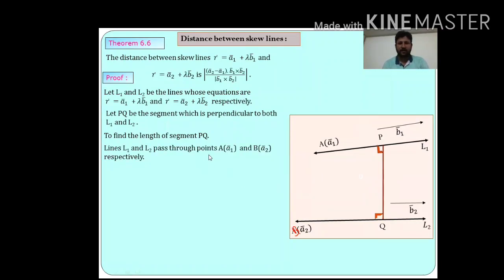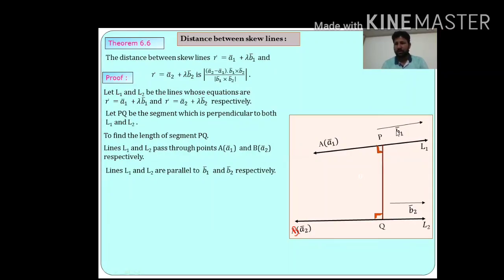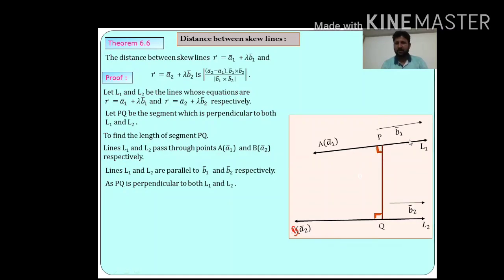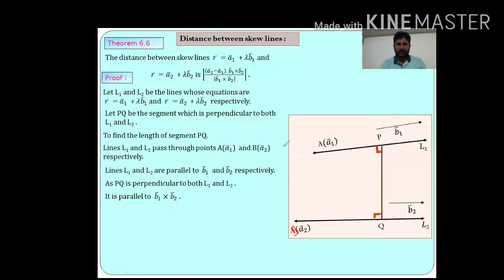Lines L1 and L2 pass through A of A1 bar and B of A2 bar respectively. L1 and L2 are parallel to B1 bar and B2 bar respectively. PQ is perpendicular to L1 and L2. So we take here the parallel vector as b1 bar cross b2 bar. Simply, the cross product of two vectors represents a resultant vector perpendicular to both the vectors.